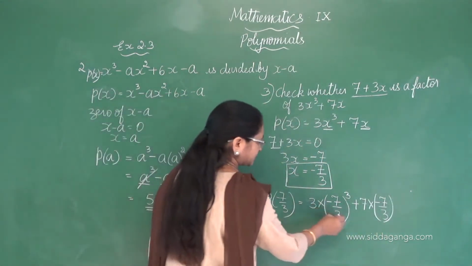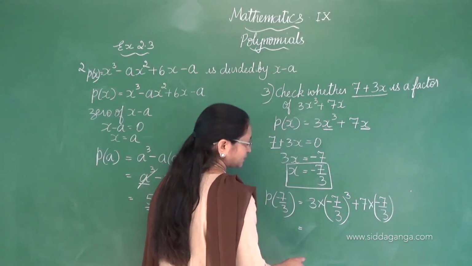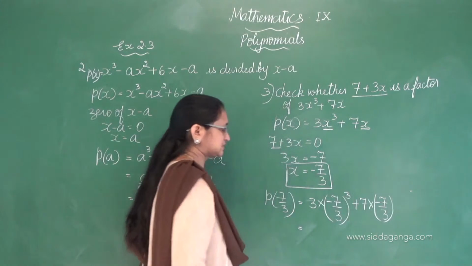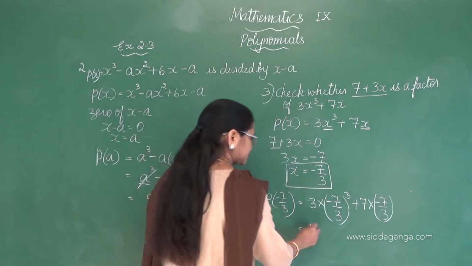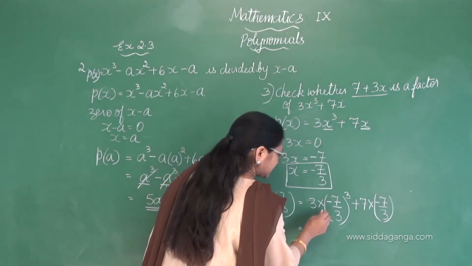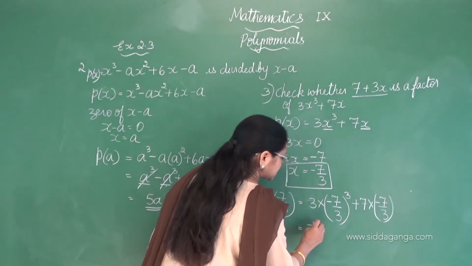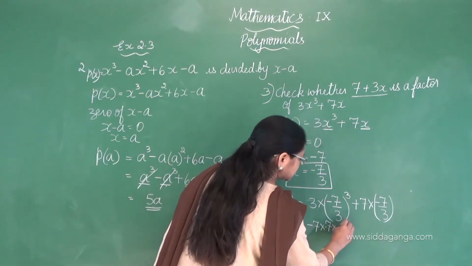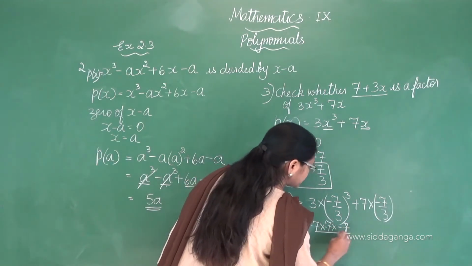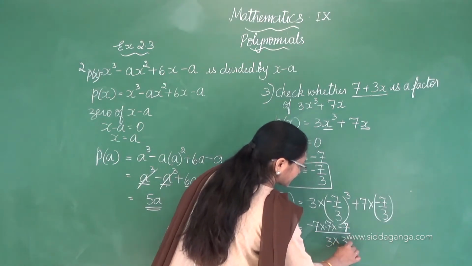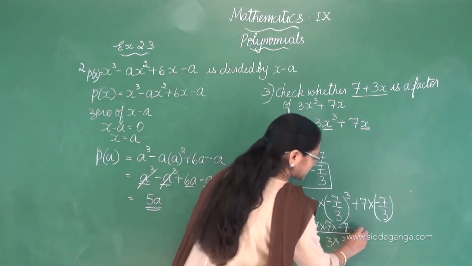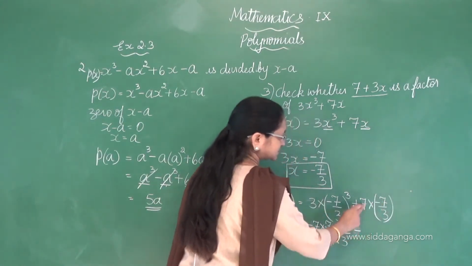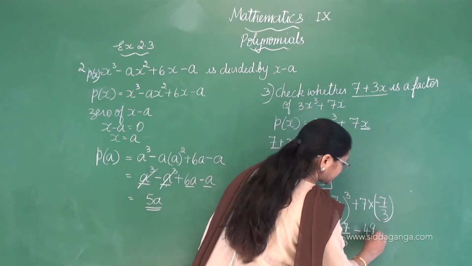Now here 1 3 gets cancelled. Here, minus 7 by 3 whole cube is there, and here 3 gets cancelled. So minus 7 into minus 7 by 3 into 3. I hope you understood. Plus into minus, so it will become minus 7 7s are 49 by 3.